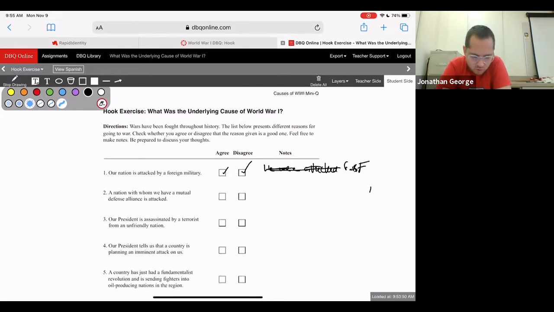A nation with whom we have a mutual defense alliance is attacked. So basically, you have friends around the country, countries around the world that you as a country are friends with. And it's kind of like you agree to support each other and defend each other if necessary. So one of those friends that you have is attacked.